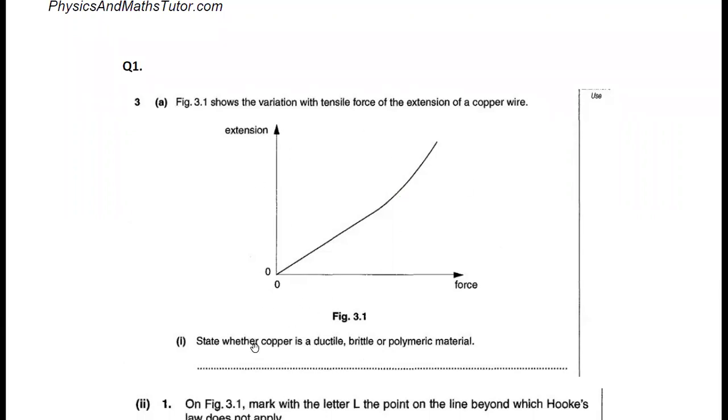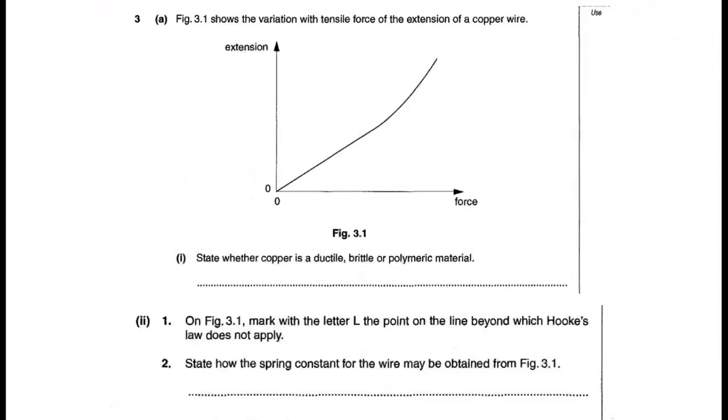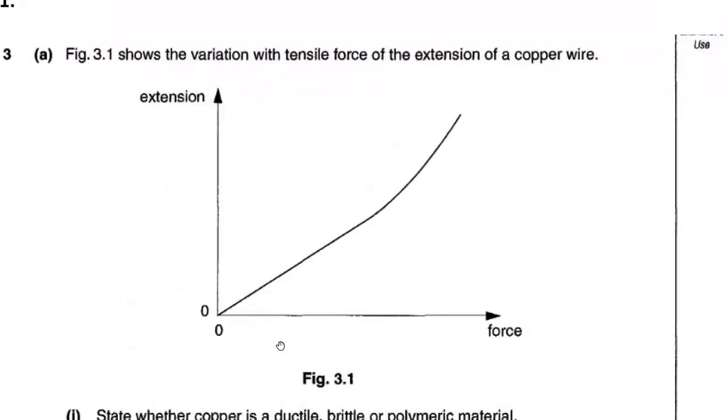And secondly, they also gave you the name over here. They told you copper. Copper is definitely a ductile material. We know that, so we don't have to get into it. On figure 3.1, mark with letter L the point on the line beyond which Hooke's law does not apply. So can you guys mark a point over here on the screen after which Hooke's law does not apply? First of all, what point is it going to be? How are we going to name it? Limit of proportionality. It is going to be limit of proportionality.